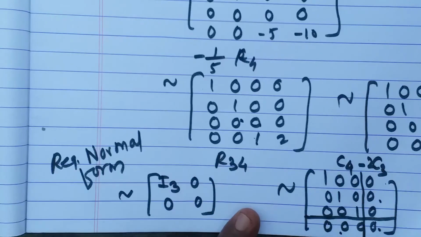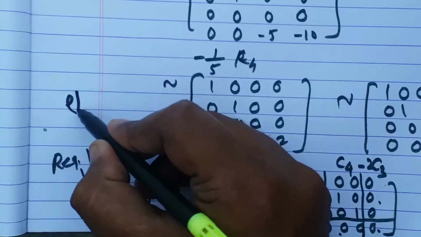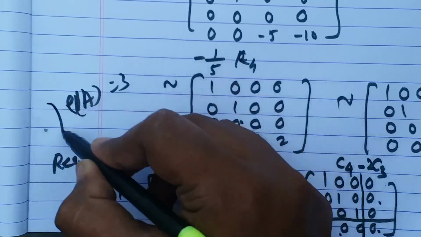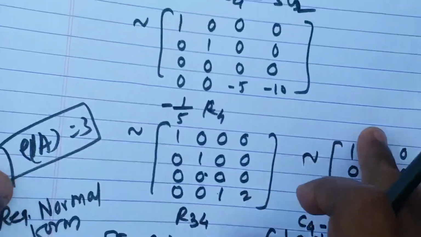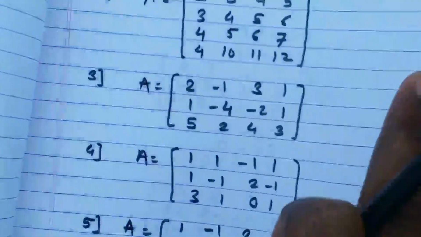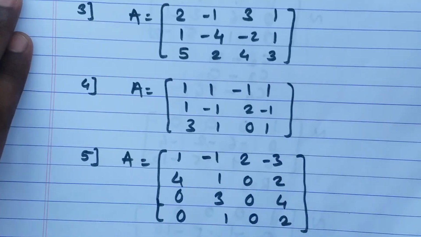In the previous example we obtained 2 parts, here we have obtained 4 parts of the matrix. So this is the normal form of the given matrix, and from the normal form you can write the rank. Now the rank of A is 3 because the identity matrix is of order 3. Now try to complete the remaining examples on your own. If you need any help, you can ask me in the comment box. So these 3 examples I am leaving for you. Try to complete them.